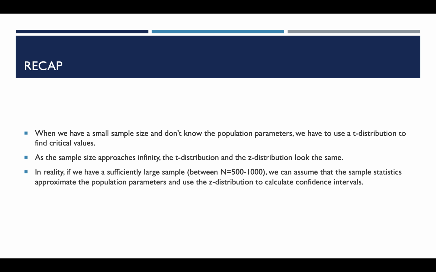This is why, in reality, if we have a sufficiently large sample size, really anything between 500 and 1,000, it's pretty safe to assume that the sample statistics we calculate approximate population parameters, and we can use a z-distribution to calculate our confidence intervals. But when we have these smaller samples, we have to go to this different table and find a different critical value statistic in order to calculate a confidence interval.